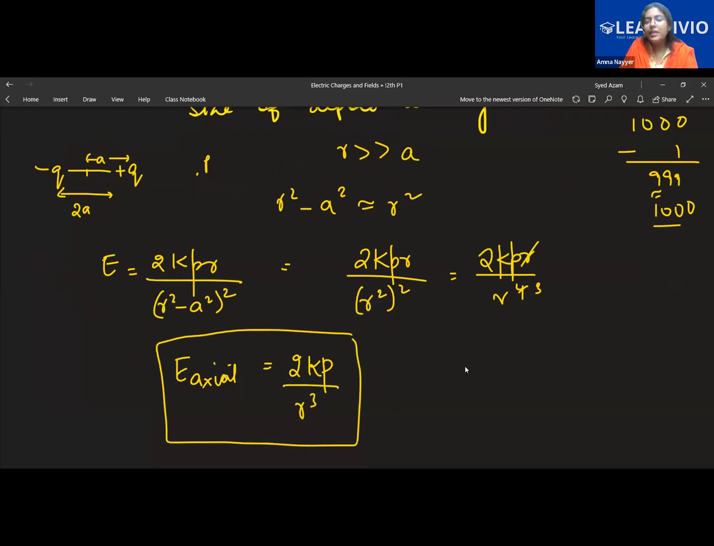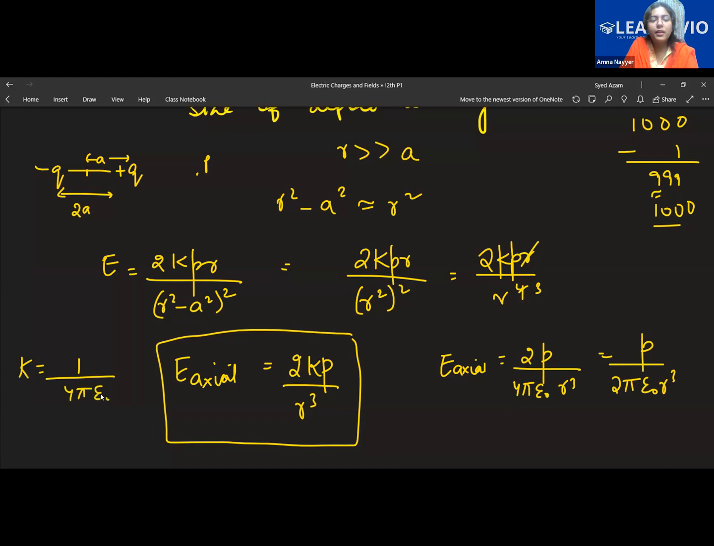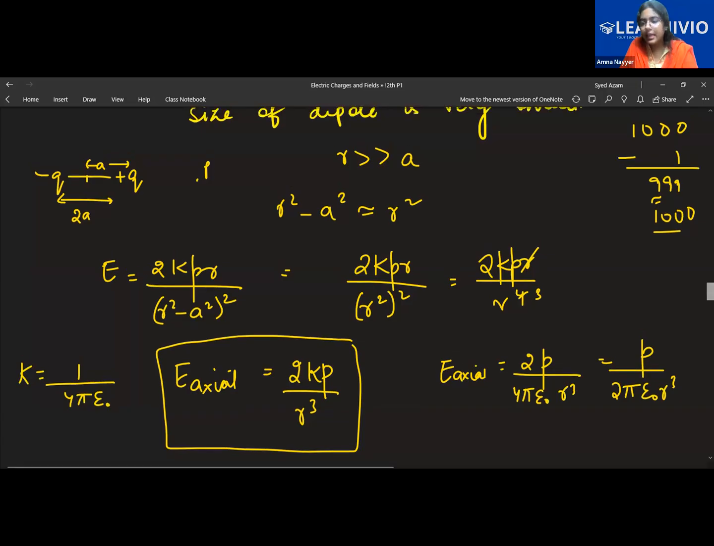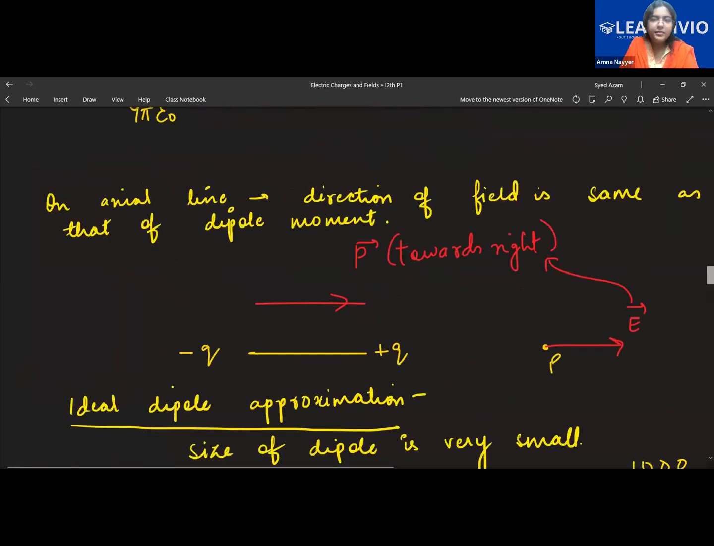And we write the value of k, which is 9 into 10 to the power 9, as 1 over 4 pi epsilon naught. So 2kp by r cube becomes 2p by 4 pi epsilon naught r cube. This you can cancel further, which will become p by 2 pi epsilon naught r cube. All are the same. You should just remember k is 1 over 4 pi epsilon naught. This is it. Okay, so complete it. Then we will see equatorial if time is there. Write it from here.